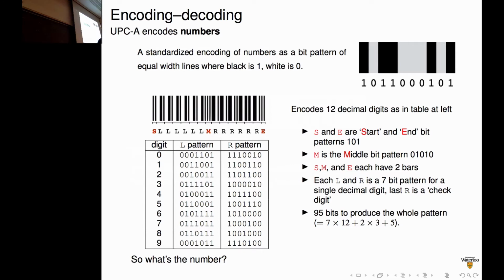So it's going to start with the start digits of 101, so that 1 is the first black line, then a 0, then a 1, and it proceeds thereon. All lines of that thickness.